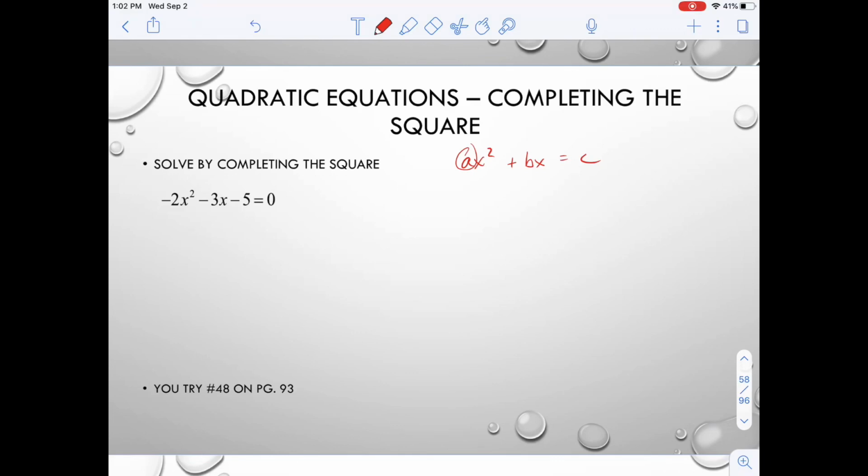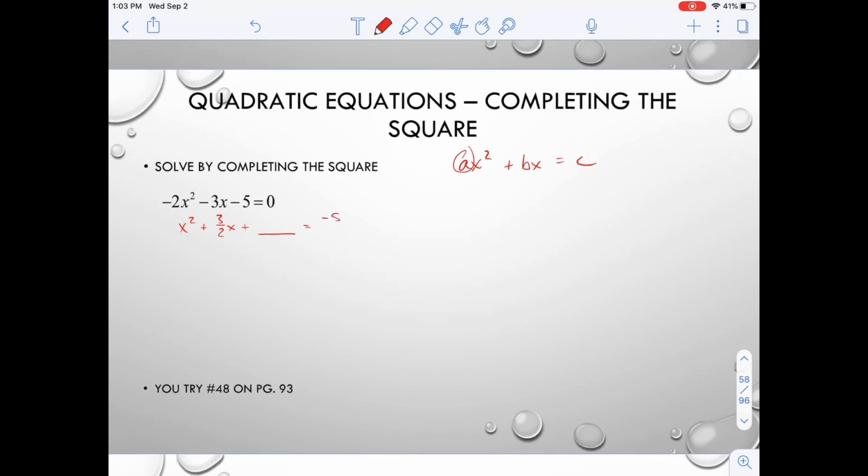What we're going to get is x squared plus 3 halves x plus a blank equals, I'm going to have a positive 5 divided by -2, so -5 halves plus a blank. Again, now that I've made that a value become a 1, now I can go to complete the square. So 1/2 of my b term, 1/2 of 3 halves is going to be 3/4. And I'm going to square it and add it to both sides.